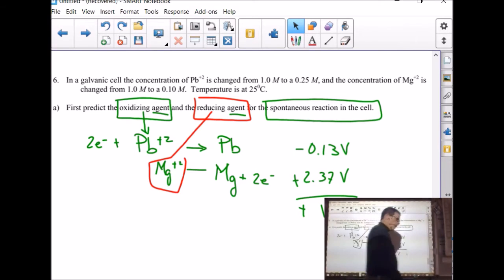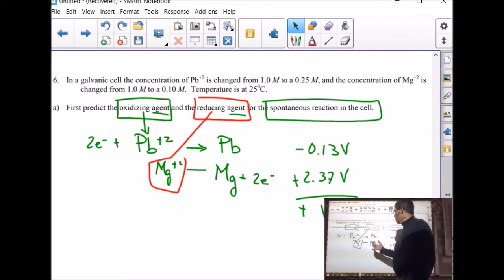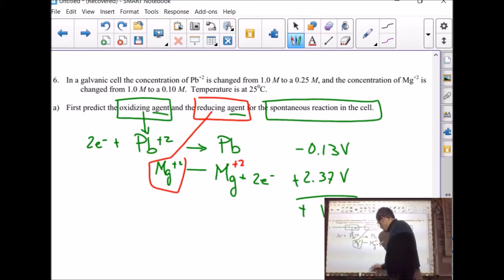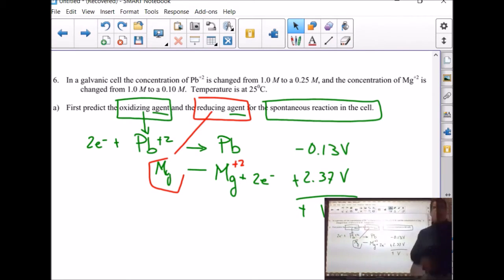Now, is it possible for agents to have no charge? Yeah. Actually, I messed that up. That should be plus 2, and that should be no charge. My bad. Yeah, that makes sense. You're right.